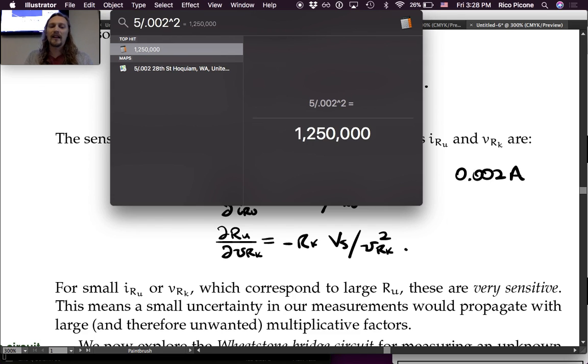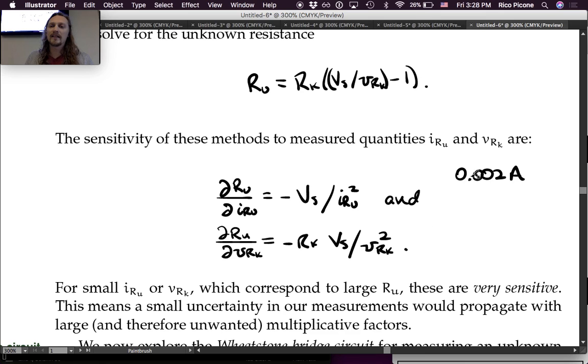And that's not great news. That means we have to measure IRU super, super precisely if we want RU to not be hugely uncertain. Remember, this is the factor when we're doing uncertainty analysis. This is that theta factor that we multiply when we have propagation of uncertainty. The propagation of uncertainty goes through this number. So that number is big.